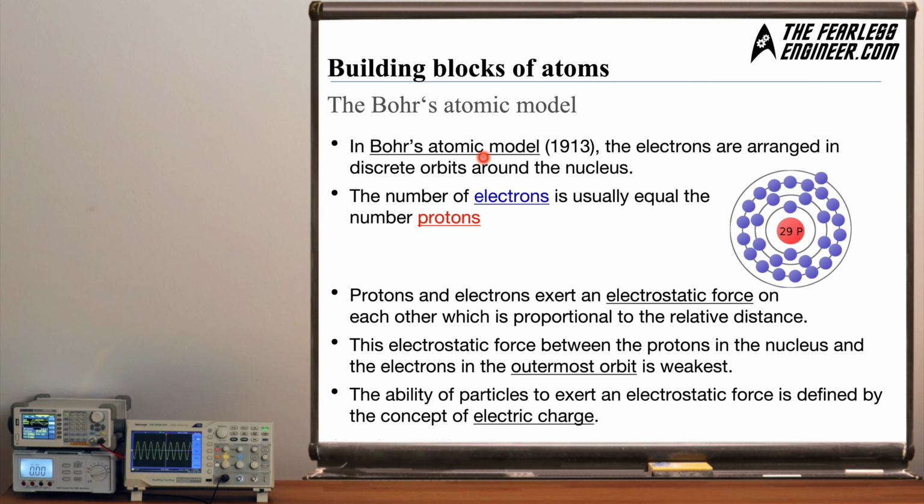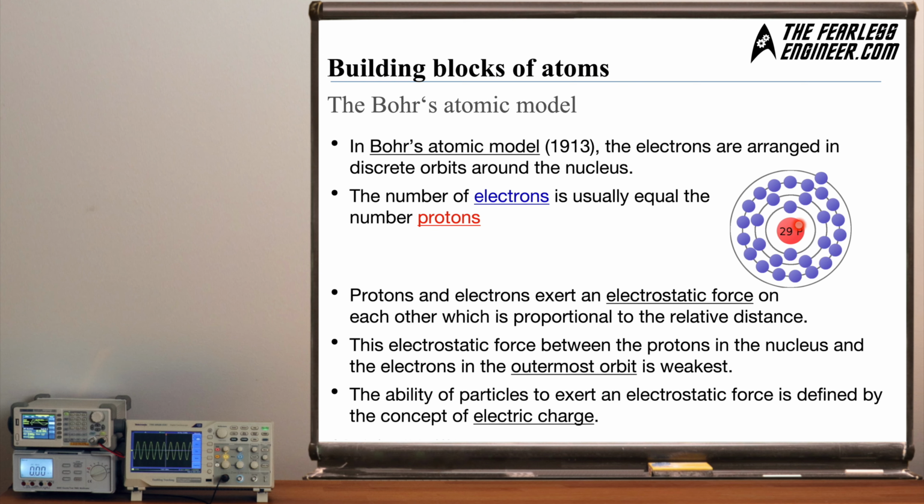And this very simple idea of a center core, which contains protons and neutrons, with electrons encircling and surrounding this core on various orbits, was first postulated by Niels Bohr, a very famous physicist from Sweden. And in 1913, he publicized the Bohr atomic model. And in this model, which you can see here on the right-hand side, he arranged the core in the center.